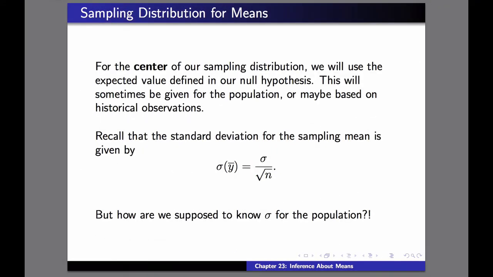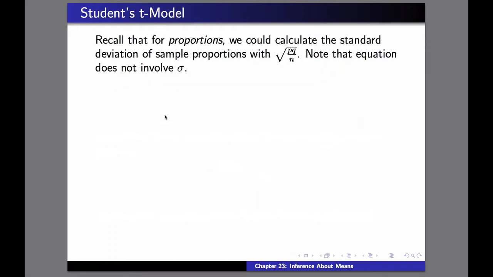How are we supposed to know sigma for the population, right? In real life, this is not given to us very often, okay? So that's what we're looking at really in this chapter, is how do we handle this? And the answer is with this thing called Student's t model.